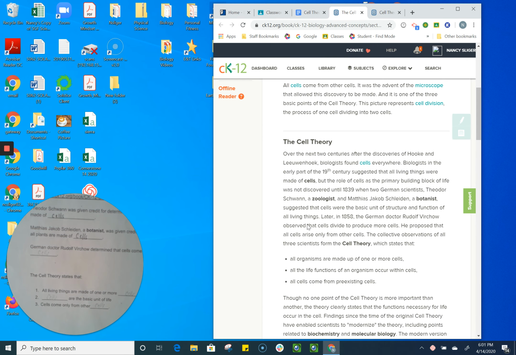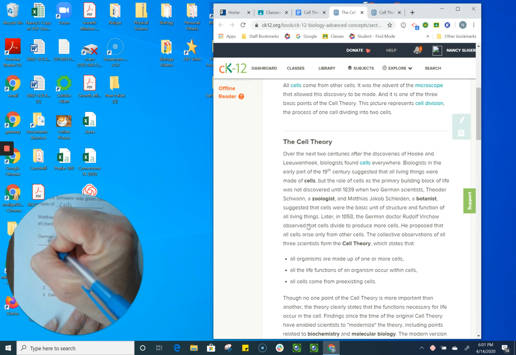And then there was another scientist, Virchow, and he figured out that cells divide to produce more cells. So his contribution to the cell theory was that cells come from other cells.